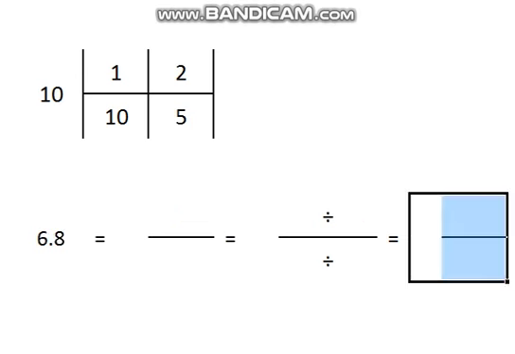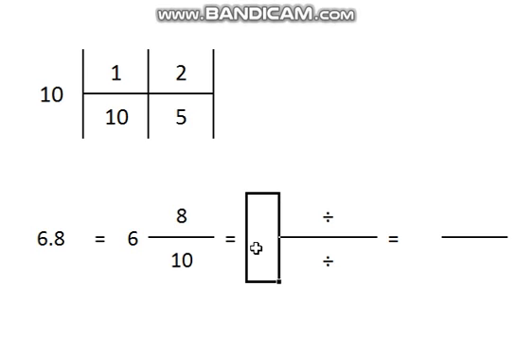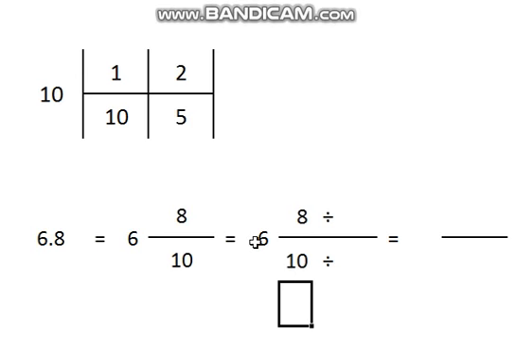Let me show you another example. Now this one is 6.8. This one has only one decimal place, so you can convert this into tenths. You have your factors of 10 ready with you. Convert to tenths, so this one is 6 and 8 out of 10. Then we copy the fraction again, 6 and 8 out of 10 with a longer line over here. We need to find the common factor between 8 and 10.